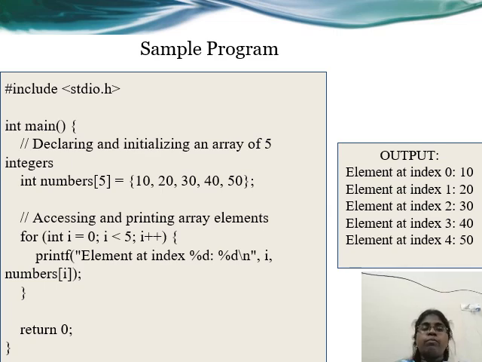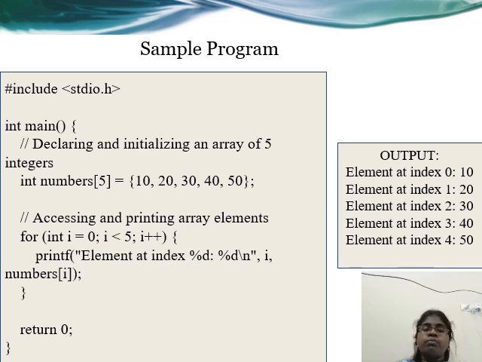Then we access and print the array elements using the for loop. What is the syntax for the for loop? First we give the initialization, i equal to 0. Then the condition, i less than 5. Next, i plus plus is the increment operator. Then we go to the printf statement.